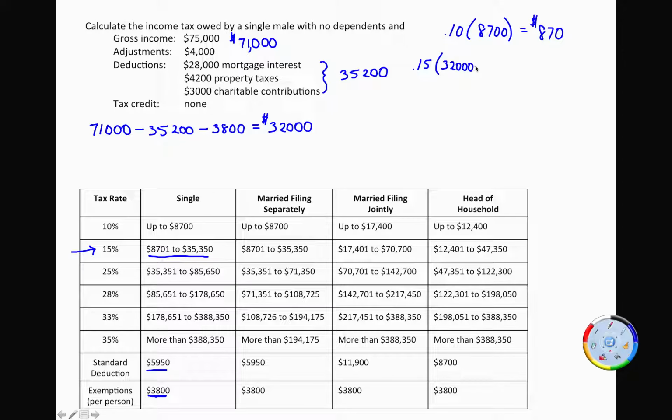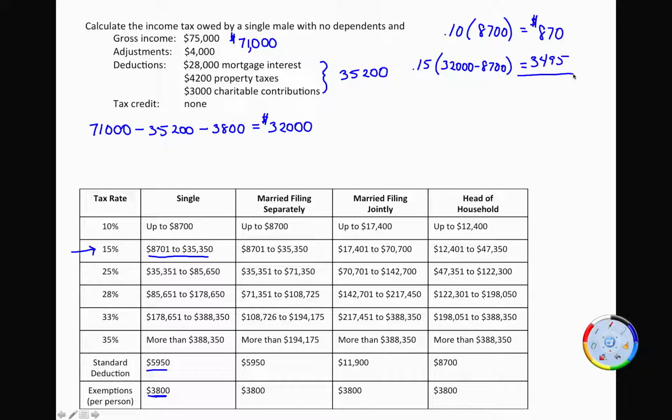$32,000 minus $8,700. Right? Take off that $8,700 because I've already got the accounting here of what I owe for the $8,700. So I don't want to pay 10% on this money and then pay 15% on it again. So if I enter that in my calculator, 15% of $32,000 minus $8,700 is $3,495.